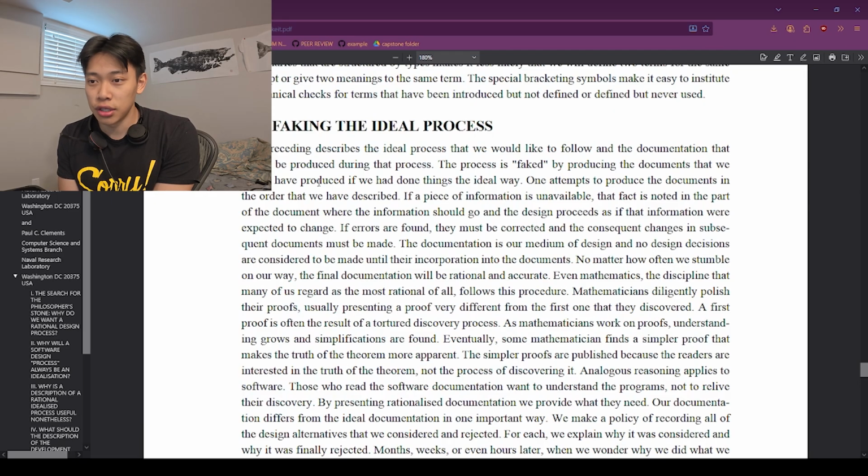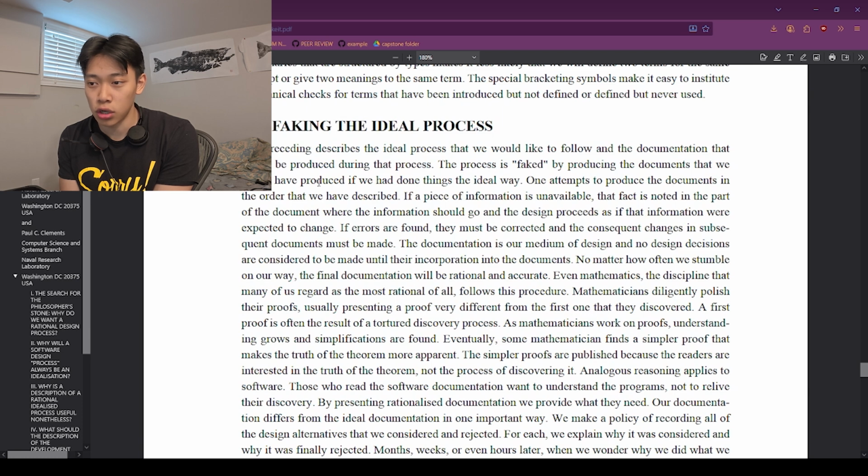The documentation is our medium for design, and no design decisions are considered to be made until their incorporation into the documents. No matter how often we stumble on our way, the final documentation will be rational and accurate. Even mathematics, the discipline that many of us regard as the most rational of all, follows this procedure. Mathematicians diligently polish their proofs, usually presenting a proof very different from the first one they discovered. A first proof is often the result of a tortured discovery process.